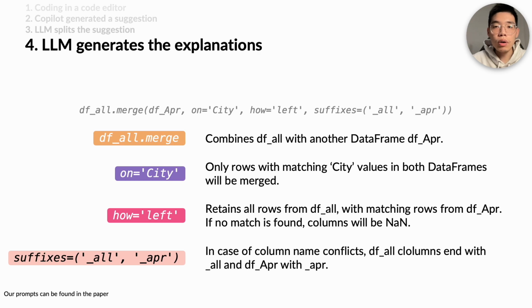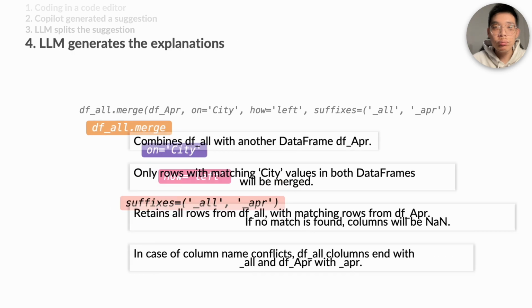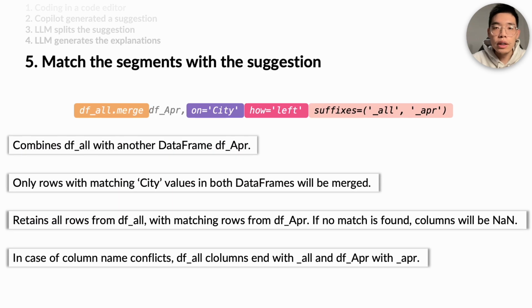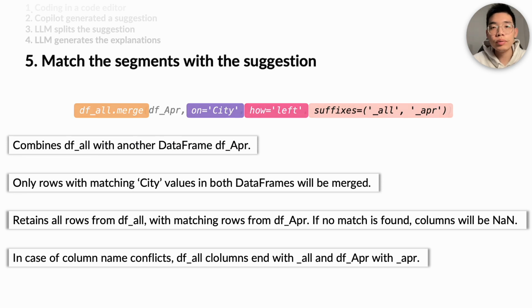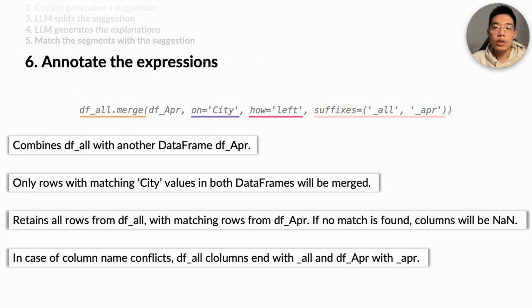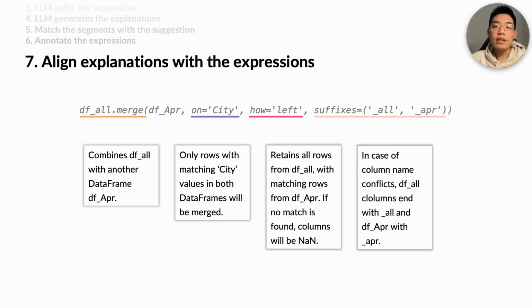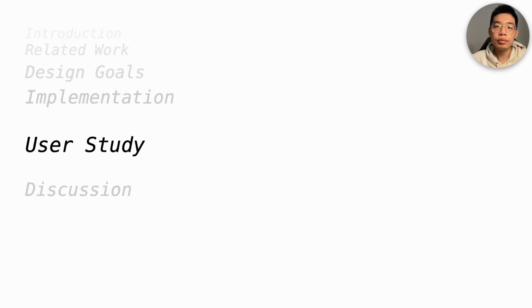Then, given the code suggestion in the editor, Ivie wraps up the explanations into labels, annotates the expressions that were explained, and then aligns the explanations with the expressions they explain. This is how Ivie explains a suggestion.